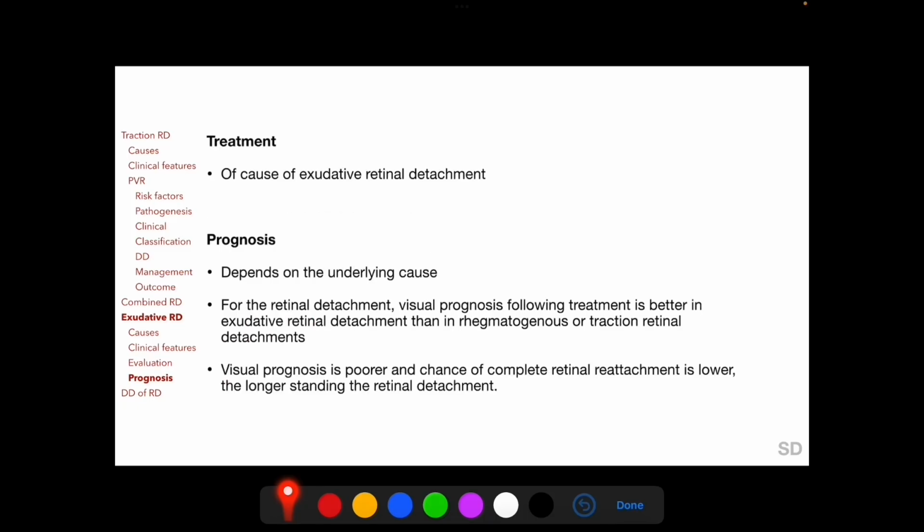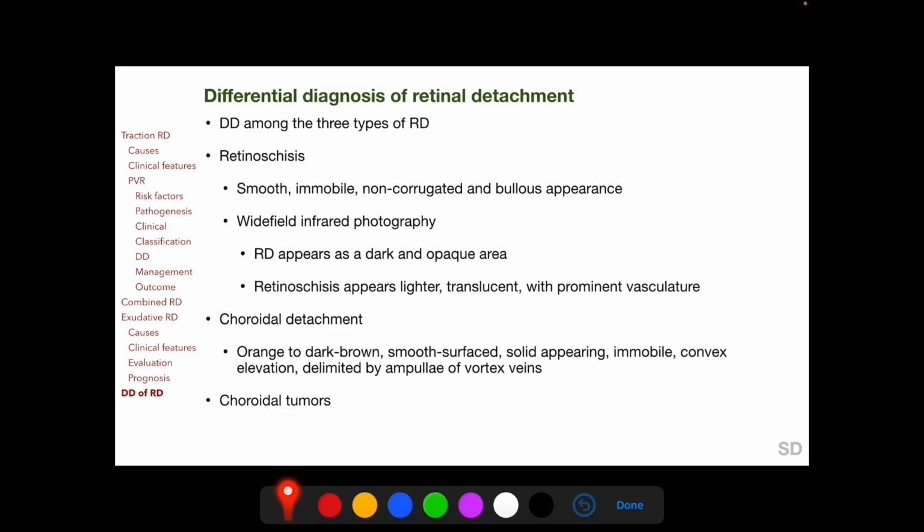Treatment and prognosis of a patient with exudative retinal detachment depends on the cause, and usually visual prognosis following treatment is better in exudative retinal detachment as compared to that in rhegmatogenous or traction retinal detachments. Differential diagnosis of retinal detachment includes differentiating between the three types of retinal detachment: retinoschisis, which we will be discussing in the next session, choroidal detachment, and choroidal tumors. Choroidal detachment appears as an orange to dark brown, smooth-surfaced, solid-appearing, immobile convex elevation, usually delimited by ampulla of vortex veins.